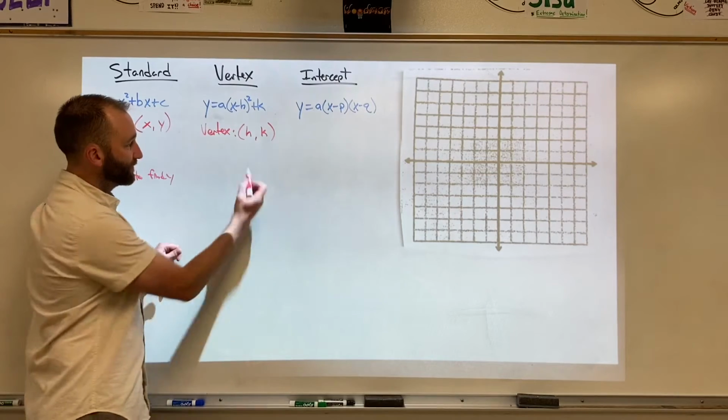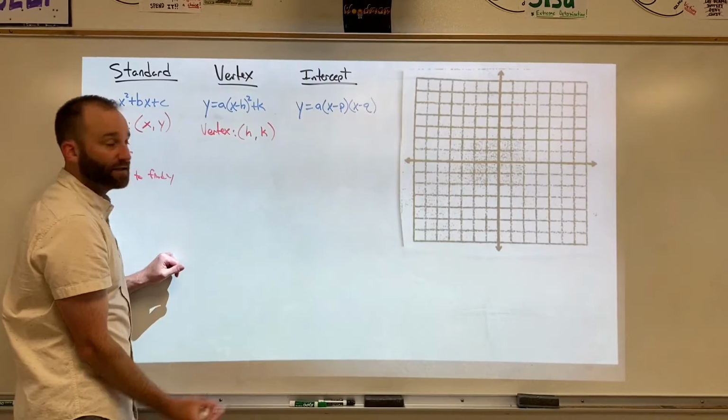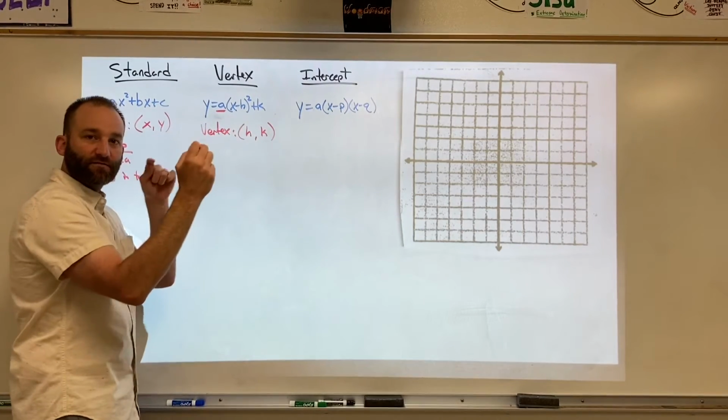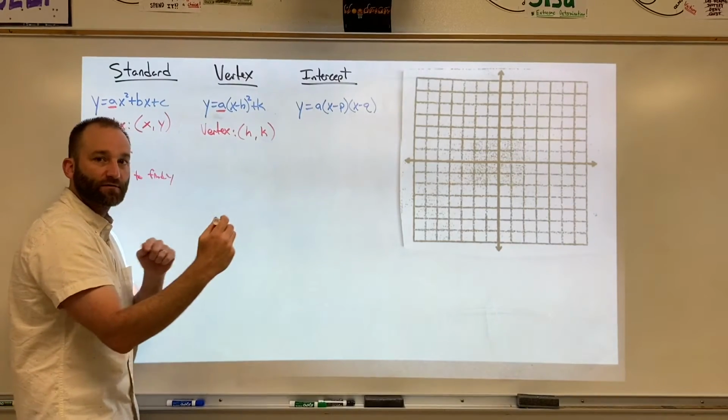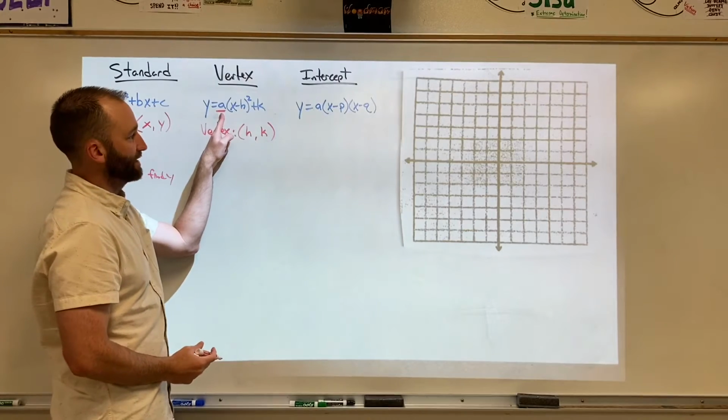Then I can graph it. I'll graph wherever this point is. I can put an axis of symmetry right down the middle of it. And then again, use the a value to either go up, put a dot on the right and left, or go down, put a dot on right or left. Up is when a is positive, down is when a is negative.